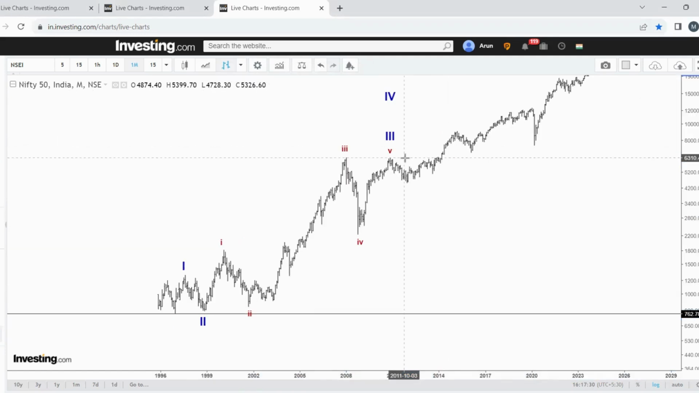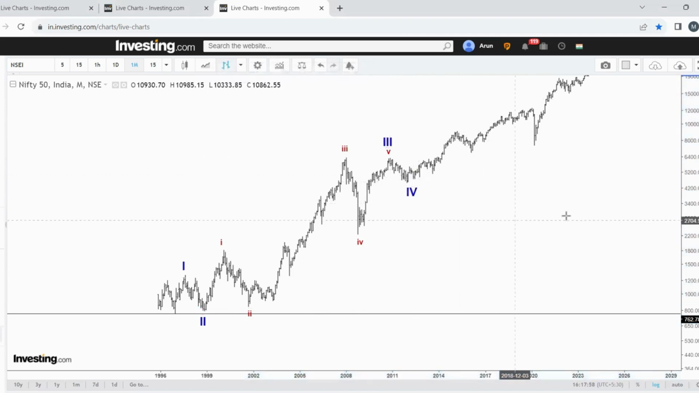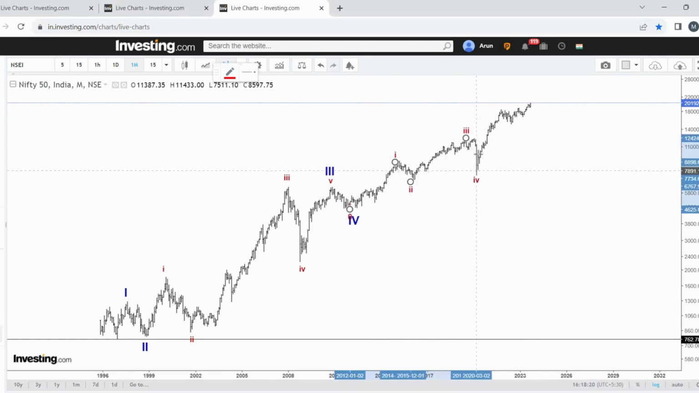If you see, this wave 5 is equal to wave 3. In classical technical analysis, we can call it a double top. So this is wave 3, and if this is wave 4, now we are going to count this move as wave 5. Now we are going to find 5 subwaves within wave 5. So wave 1, 2, 3, 4, 5.